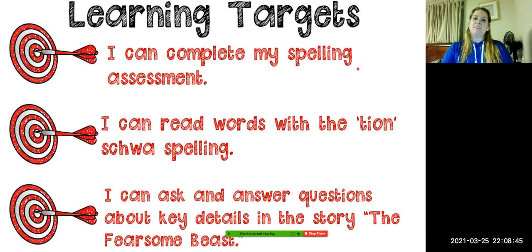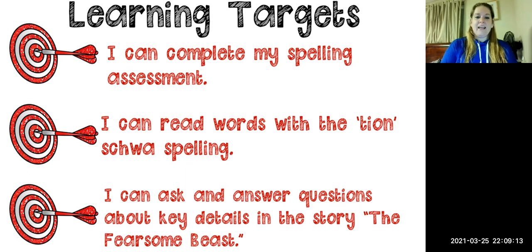Our learning targets for today are: I can complete my spelling assessment, which, as you remember, we don't actually do a spelling test. I have given you a fill in the blank worksheet and a little schwa sound test assessment, and you're going to do those as your spelling test for this week. Another target, I can read words with the shun schwa spelling. And I can ask and answer questions about key details in the story, The Fearsome Beast.